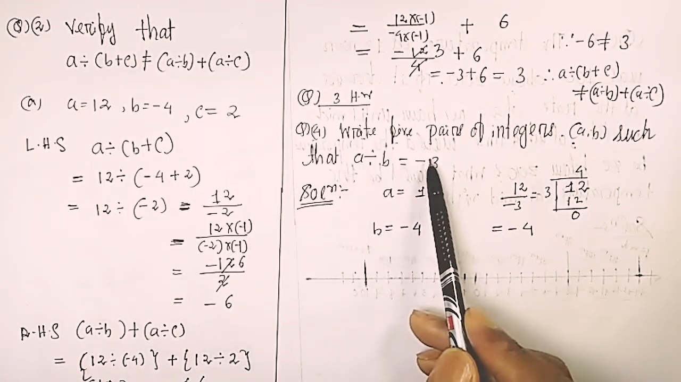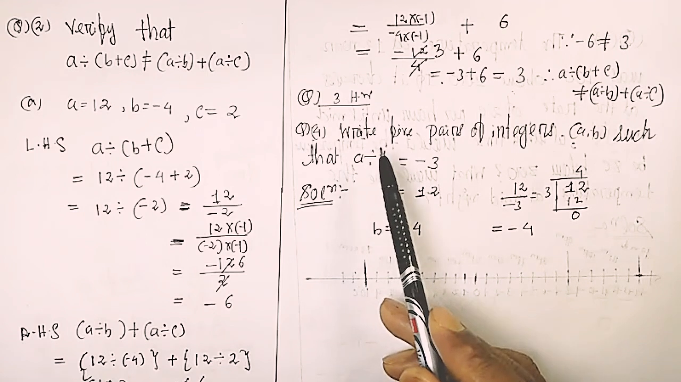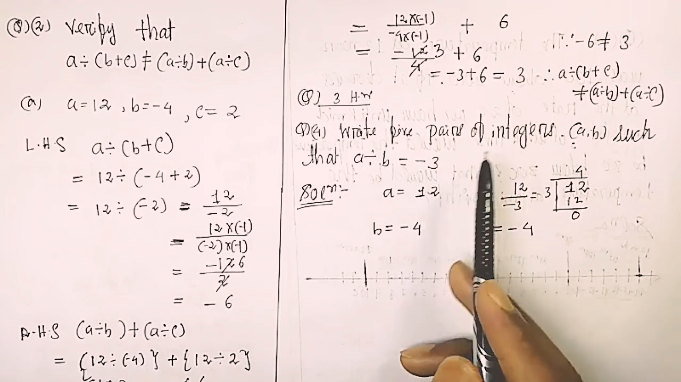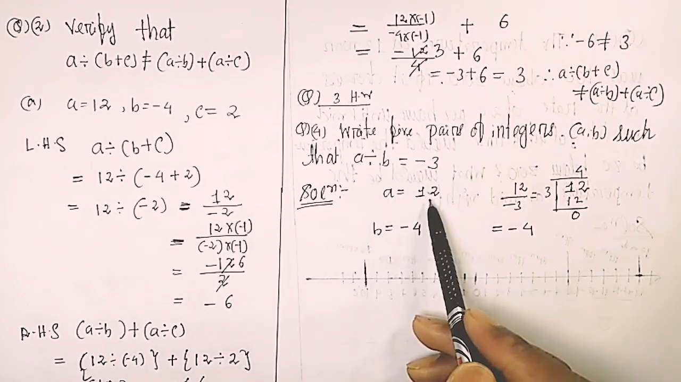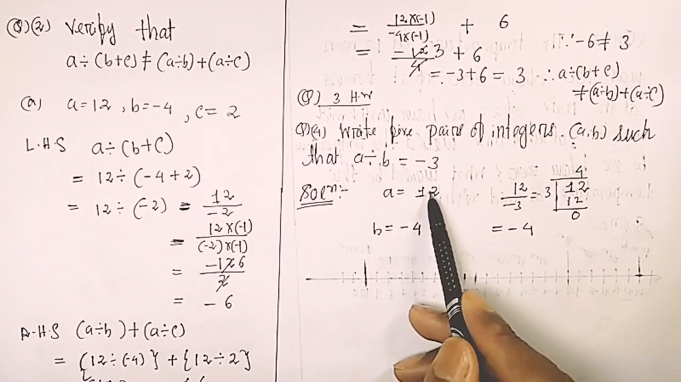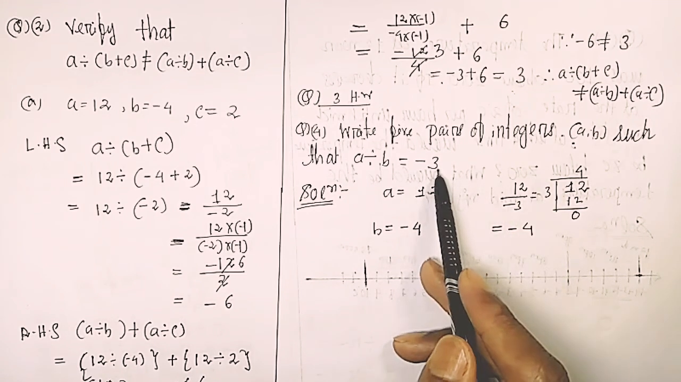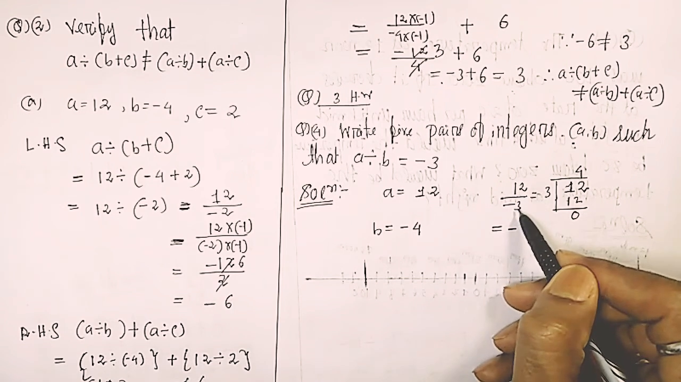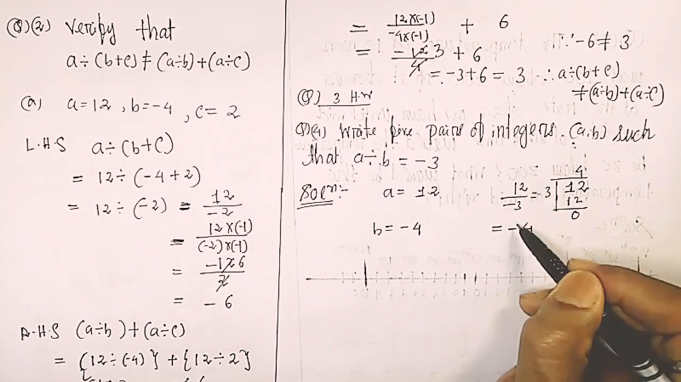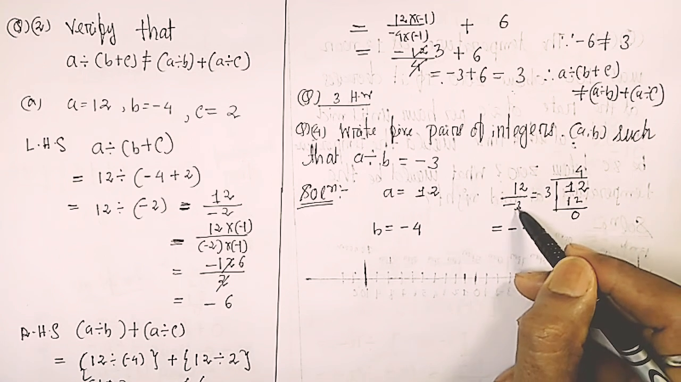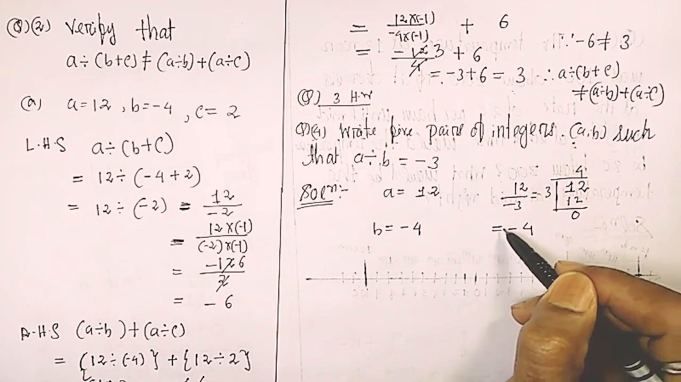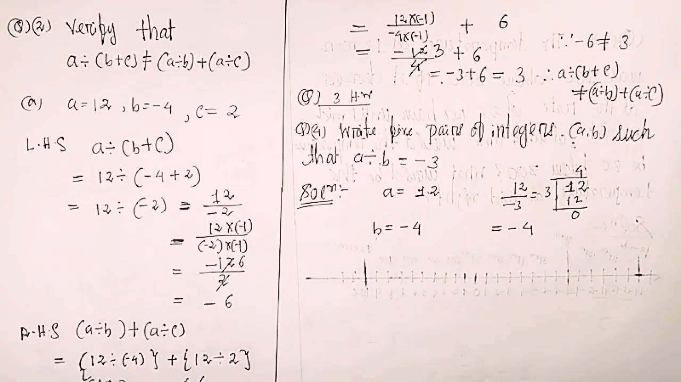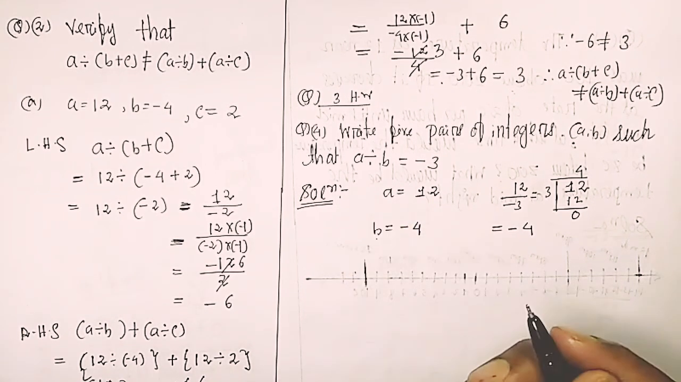So A divide B equals minus 3. First of all, you just take a value of A which should be divisible by minus 3 or 3. So here A equals 12. 12 is exactly divisible by 3. So 12 we should divide by minus 3. We have already learned how to divide. So 12 divided by minus 3 gives minus 4, and this minus 4 should be the value of B. This is one pair.